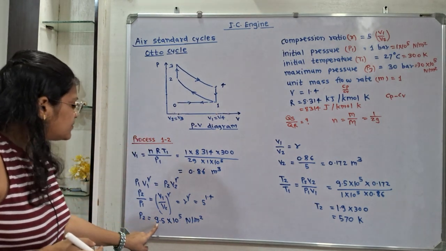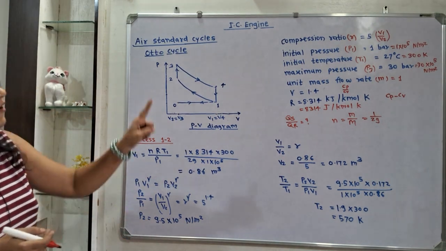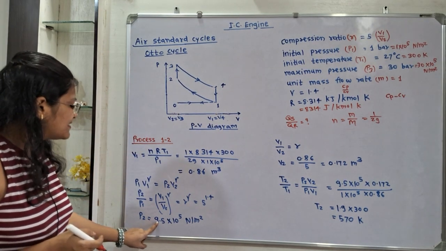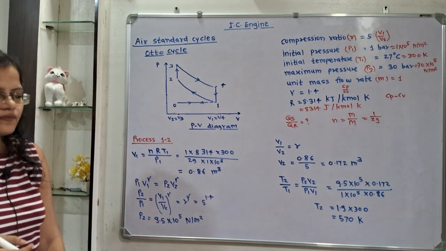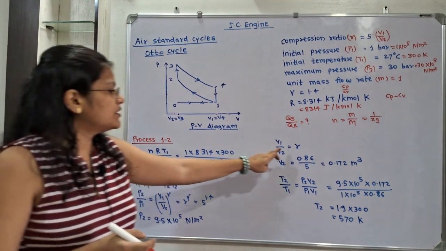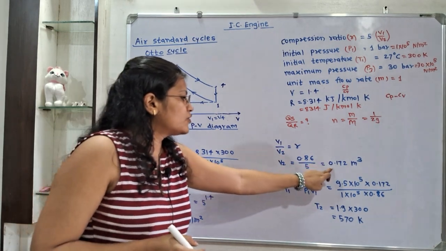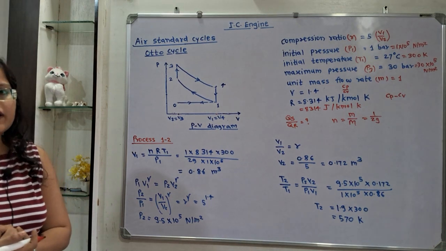So P2 we will get in Newton per meter square, because P1 we have to take in Newton per meter square for calculation. So P2 is 9.5 into 10 raised to 5 Newton per meter square. Then V1 by V2 is equal to R, therefore V2 is equal to V1 by R. So 0.172 meter cube. Now we will calculate the temperature.